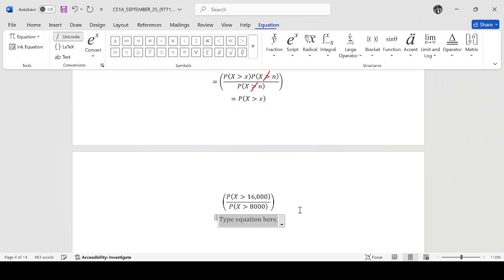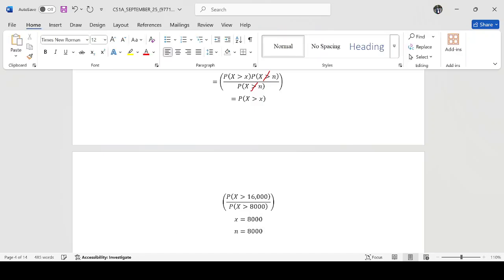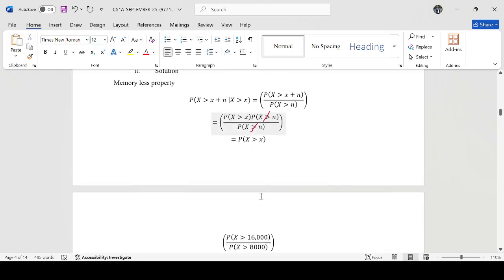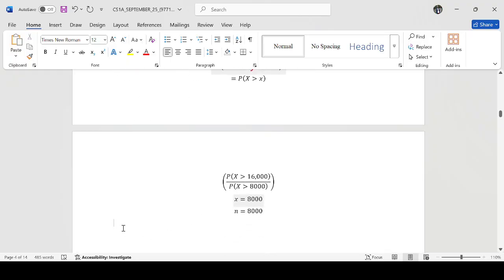Then I know someone might be asking, so our value of x is 8,000 and our value of n is 8,000, because it was already at 8,000, but now it has exceeded 16,000. So here we are doing the integral, starting with the 16,000.